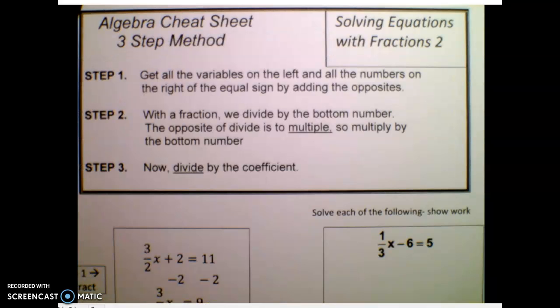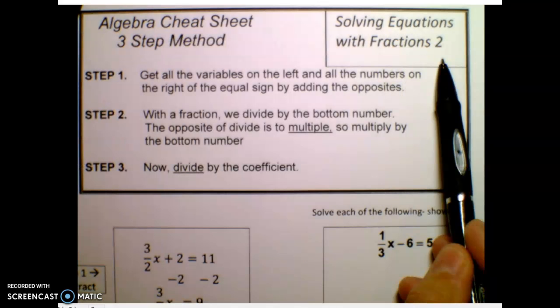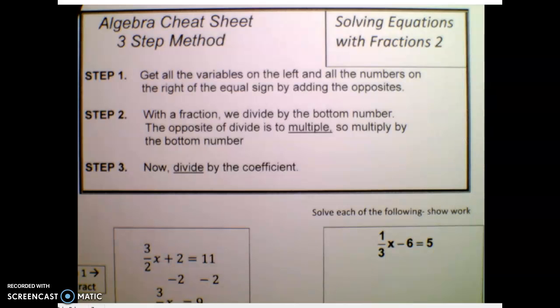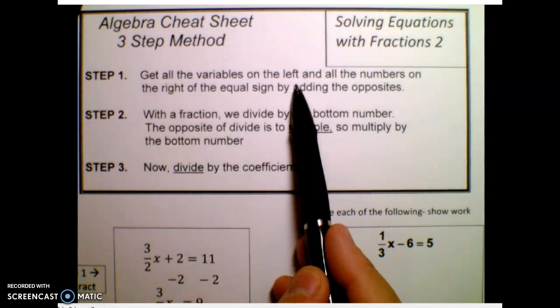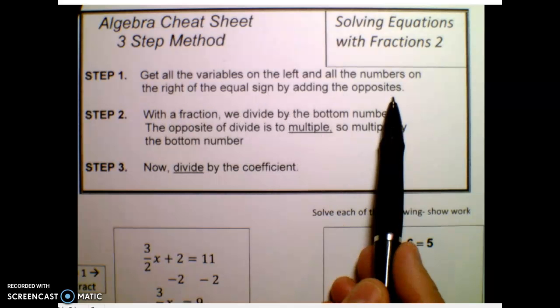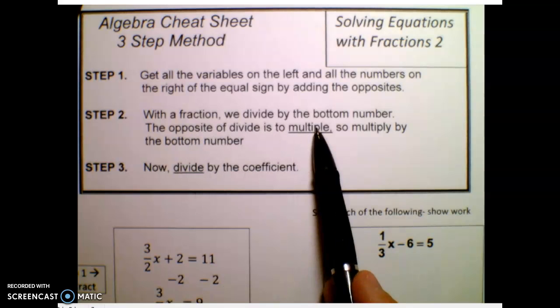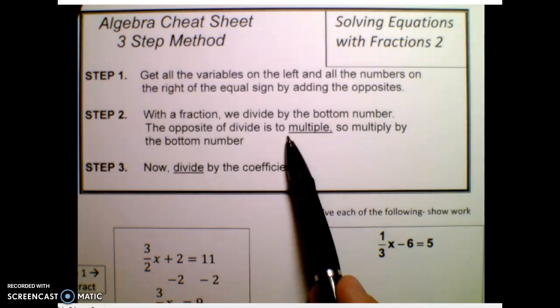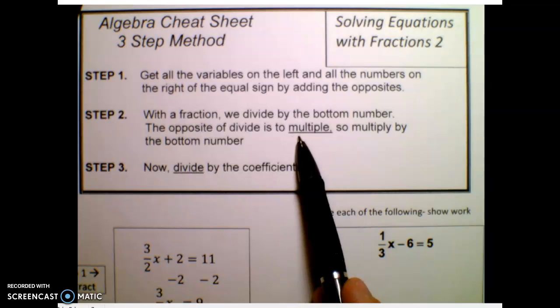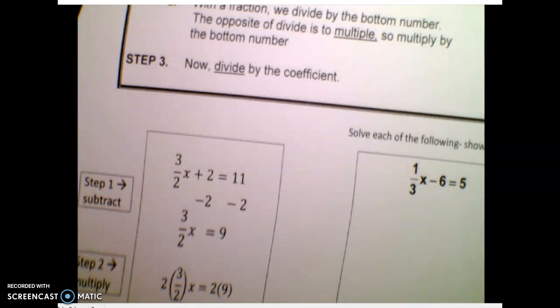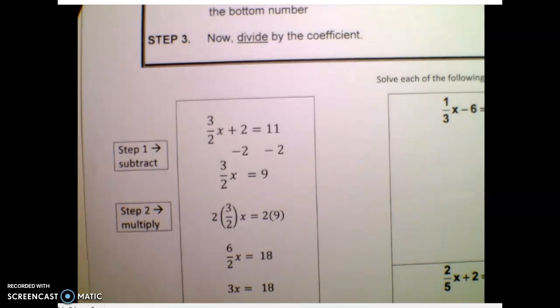All right, here's the last step. So this is solving equations with fractions, and some students aren't comfortable with multiplying by the reciprocal, so we'll do this a different way. Step 1, again, get all the variables on the left and all the numbers on the right. With a fraction, we divide by the bottom number. The opposite of divide is to multiply, so multiply by the bottom number. And step 3, now divide by the coefficient. All right, so let's take a look at what that same problem looks like.